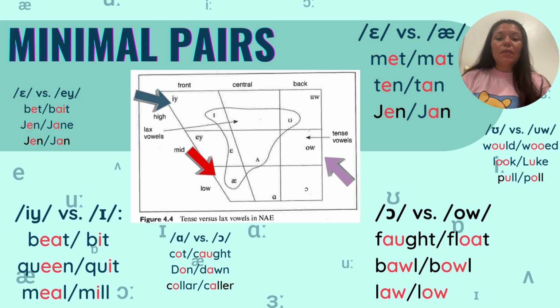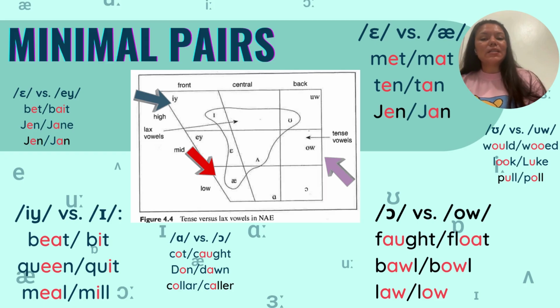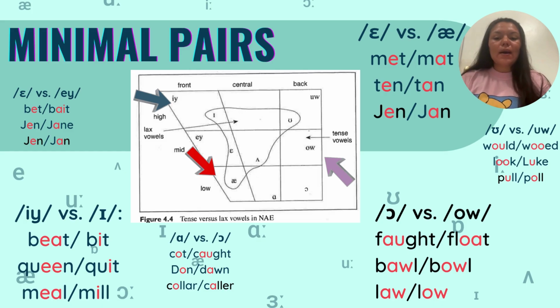We can see that they're both high front in the quadrant and they are just adjacent to each other. The examples that I have of these minimal pairs are beat and bit, queen and quit, meal and mill. Again, only one slight difference in the way that my mouth is producing this sound.